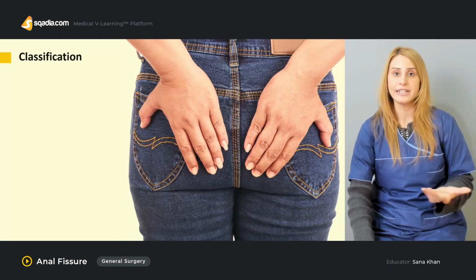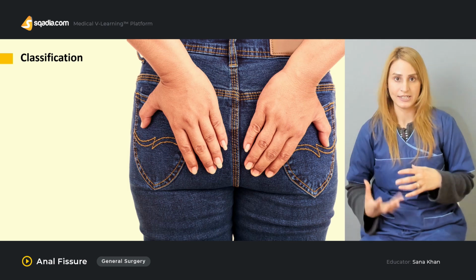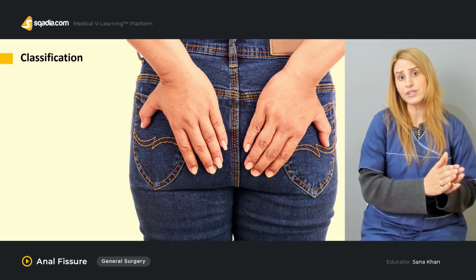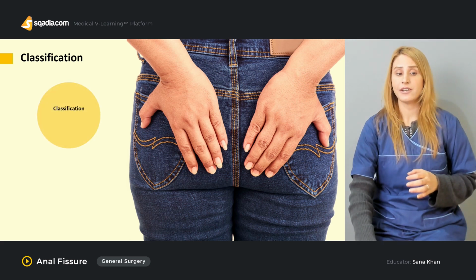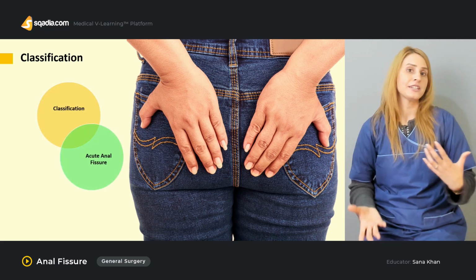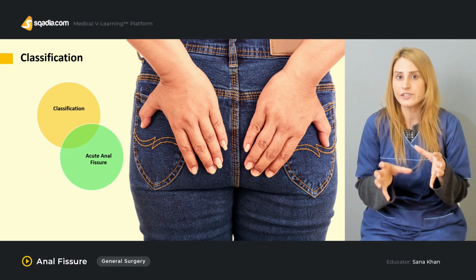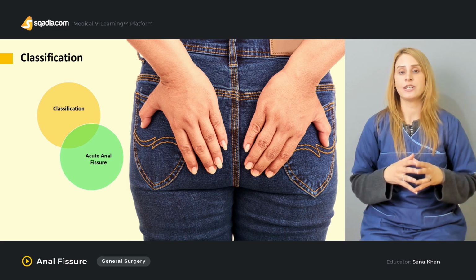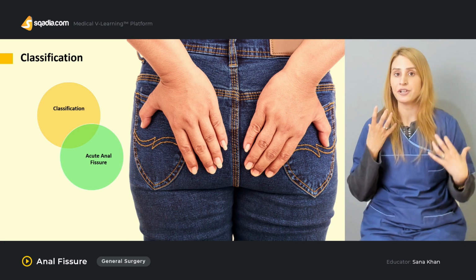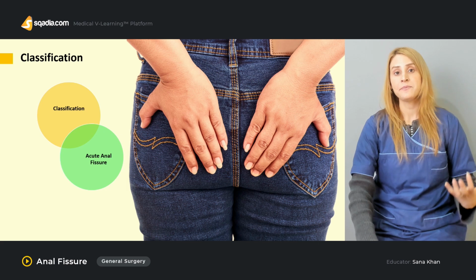So we actually classify these on the presentation. There's acute anal fissure and there's chronic anal fissure. Talking about the acute anal fissure, the patient gives a brief history and complains of painful defecation. That would be acute anal fissure.